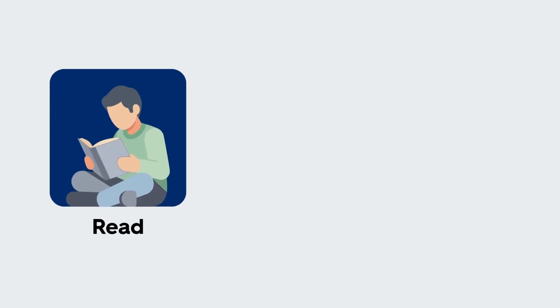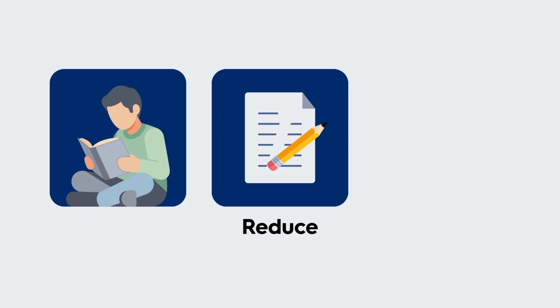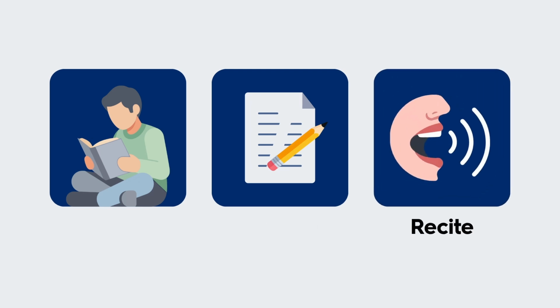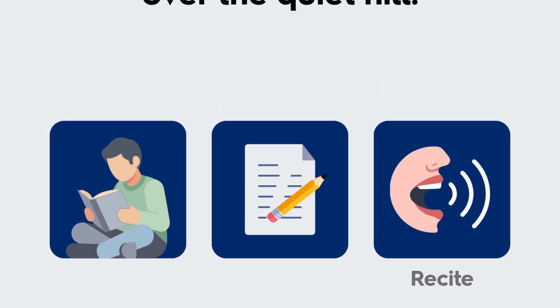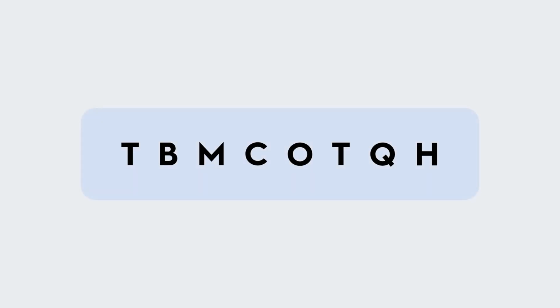Here is the big idea. First, read the full text for meaning. Next, reduce each word to its first letter. Then practice saying the original words using only those letters as cues. Think of each first letter like a tiny handle. The handle is not the whole word, but after you understand and practice the sentence, it can help you pull the word back into memory.